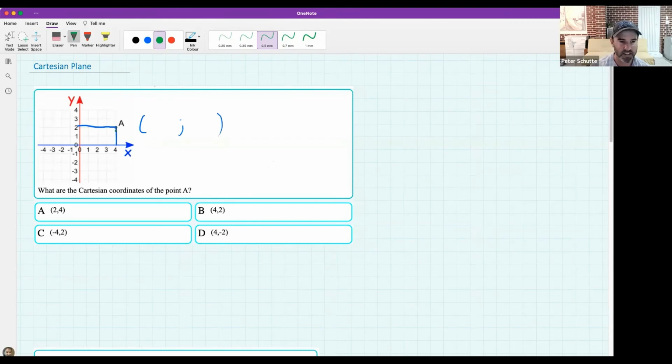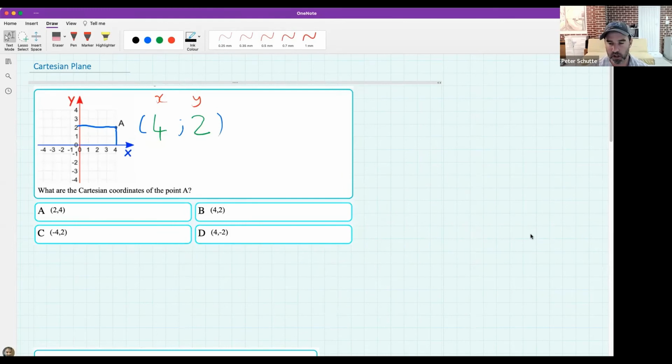If you look at the point A, if you look at the x-axis, that always comes first. If you look at where A is in line with, A is in line with 4 on the x-axis. And so that is going to be 4 there. And if you look at where it's in line on the y-axis, the output is going to be 2. And so the point A is made up of the input of 4 and the output of 2, or the x is going to be 4 and the y is going to be 2. So that would be the correct answer.